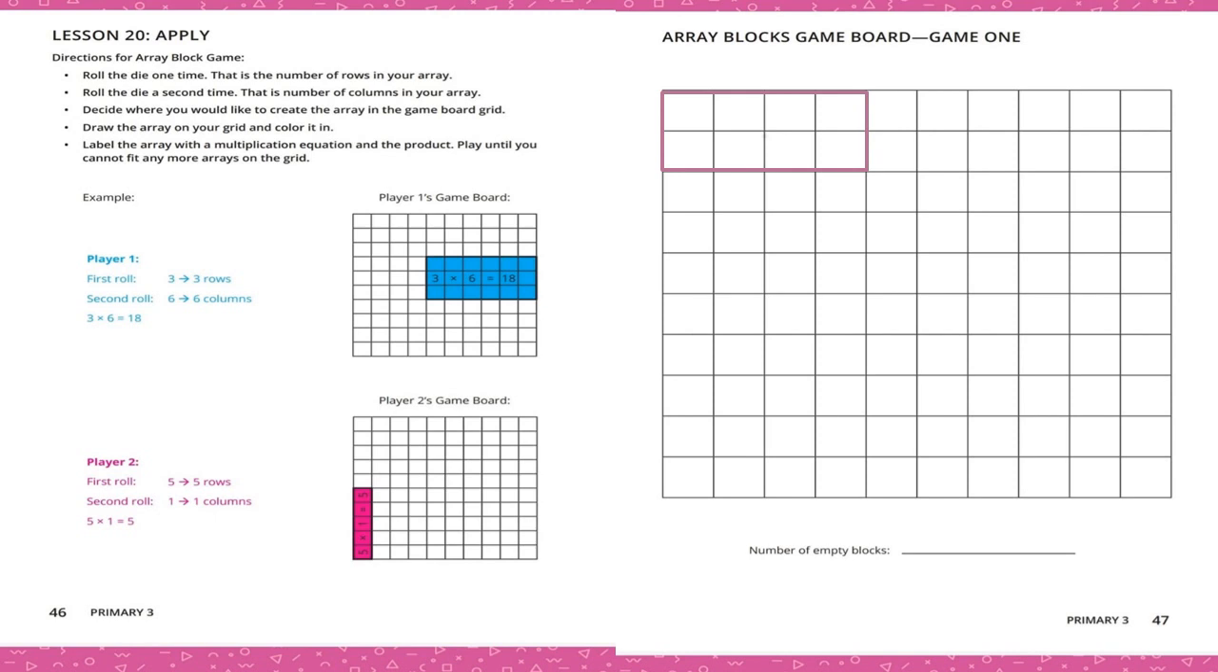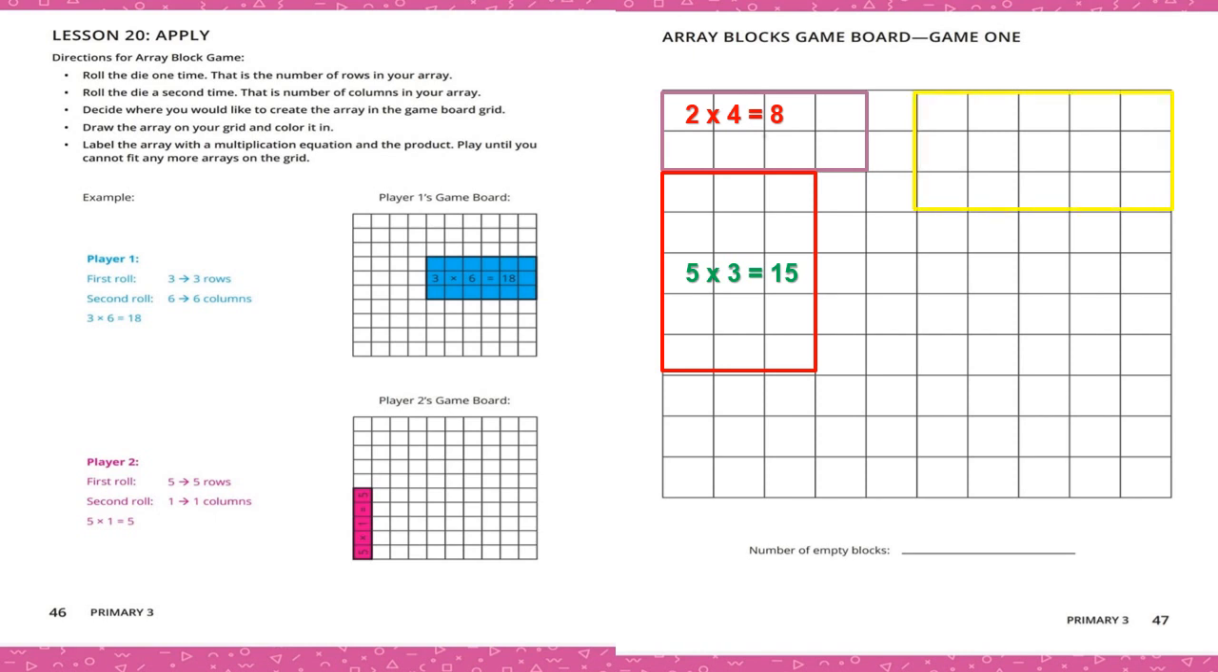The first array, we have 2 rows and 4 columns. Then we write 2 times 4 equals 8. We have here 5 rows and 3 columns. Then we write 5 times 3 equals 15. We write number of rows times number of columns.